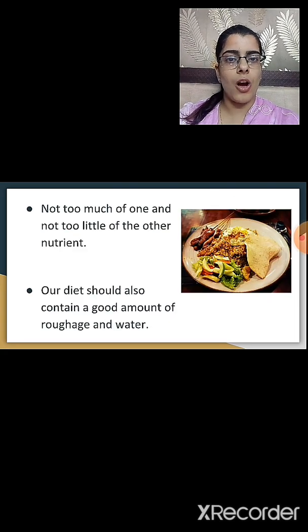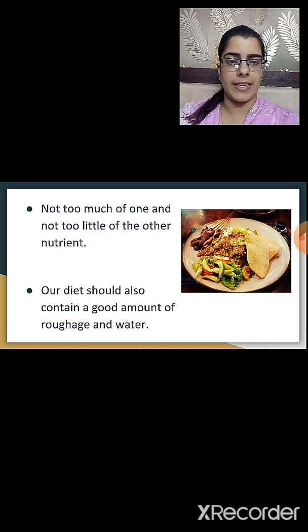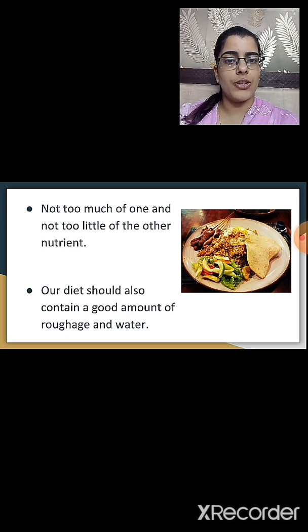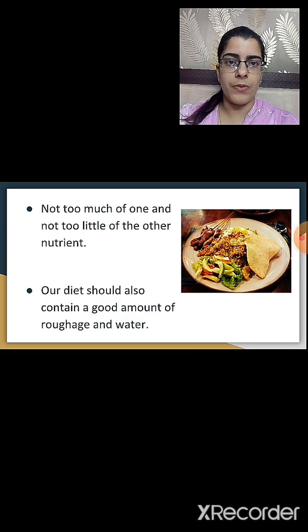Not too much of one, not too little of the other nutrient should be provided to our body. Our diet should be balanced with all the nutrients. Our diet should also contain a good amount of roughage and water.